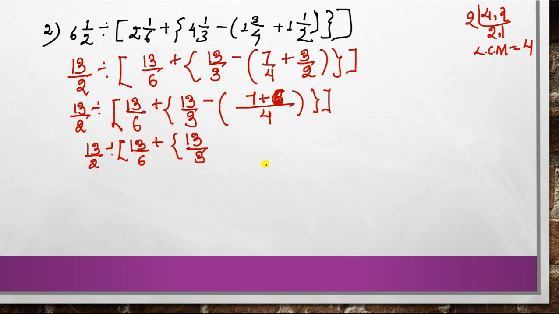Here what we are going to do is we will put minus, and then we are going to solve this. 7 plus 6 gives us 11, 11 by 4. 7 plus 6 does not give us 11, sorry. 7 plus 6 gives us 13, 13 by 4. Right. 13 minus 3, 13 by 4. Then we will put all the brackets as they are.